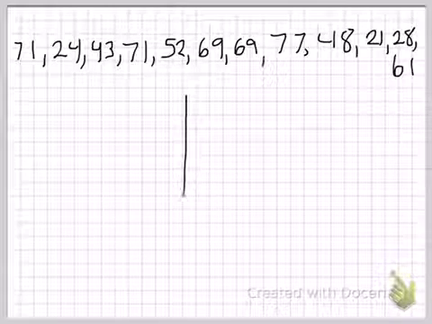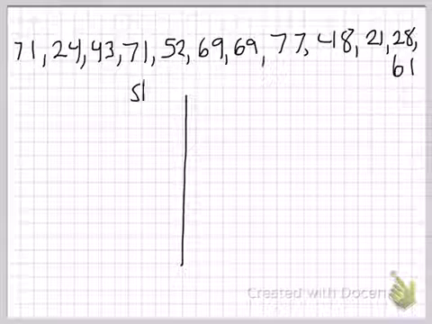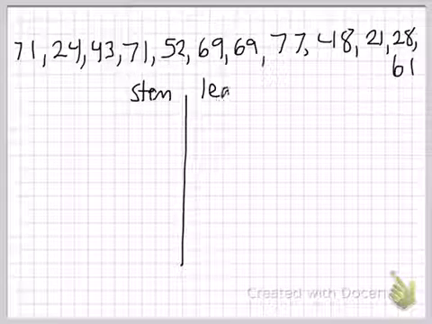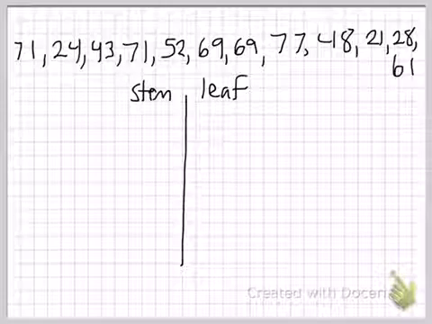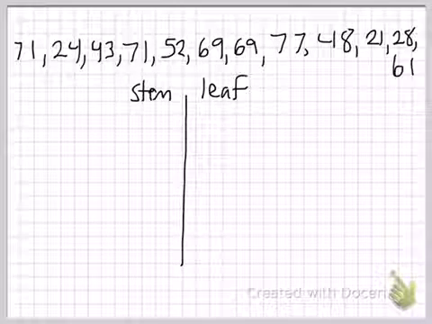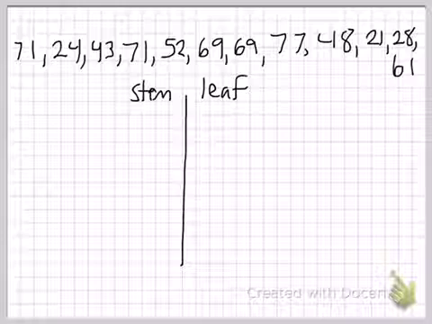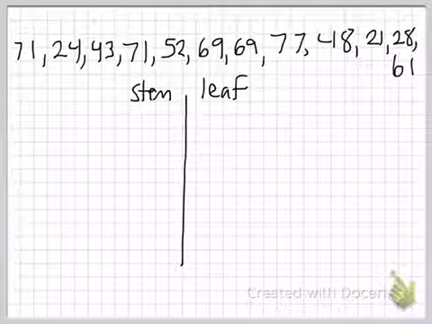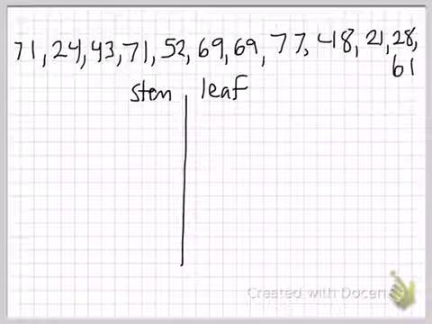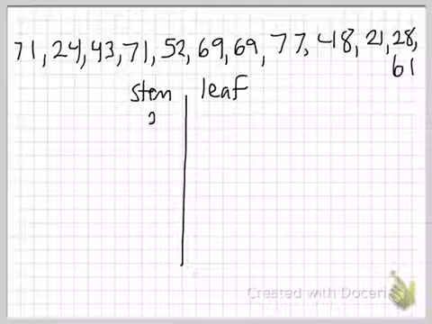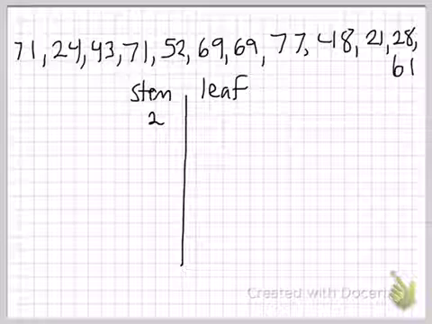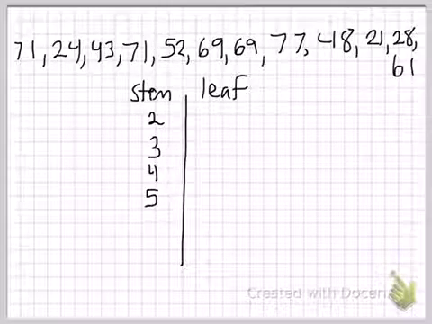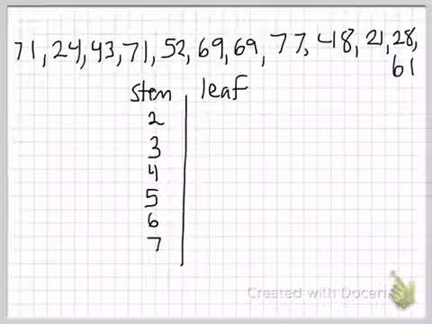When you're making your stem and leaf plot, remember that your stem represents the numbers in the tens places, and your leaf represents the numbers in the ones places. Your stem and your leaves do have to go in order. That's the most important thing that you need to remember. So when I look at it, my lowest tens values that I see are in the 20s. So I'm going to start with 2. And my highest tens values that I see are in the 70s. So I'm going to go all the way up to 7.